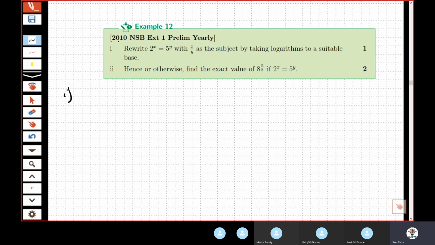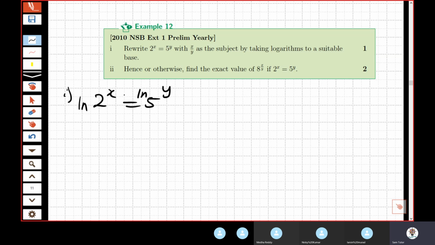So this is from the 2010 North Sydney Boys Extension 1 Prelim Yearly. Rewrite 2 to the x equals 5 to the y with x on y as the subject by taking logs to a suitable base. All right, here we go. What do we do to both sides? We don't like these powers there. Bring them down. Nope, that's not allowed. Log it. Keeping steps, log it.